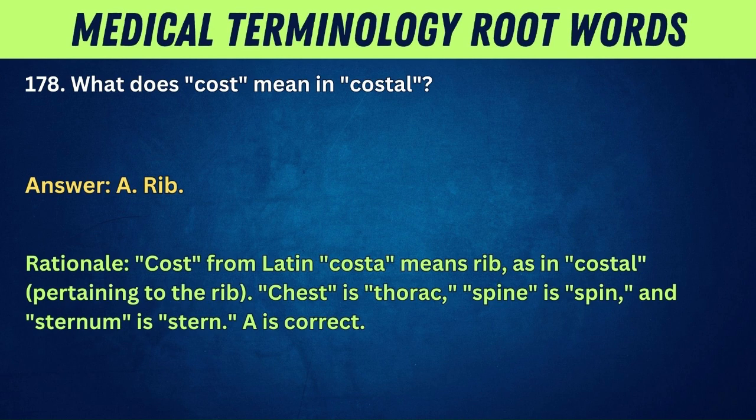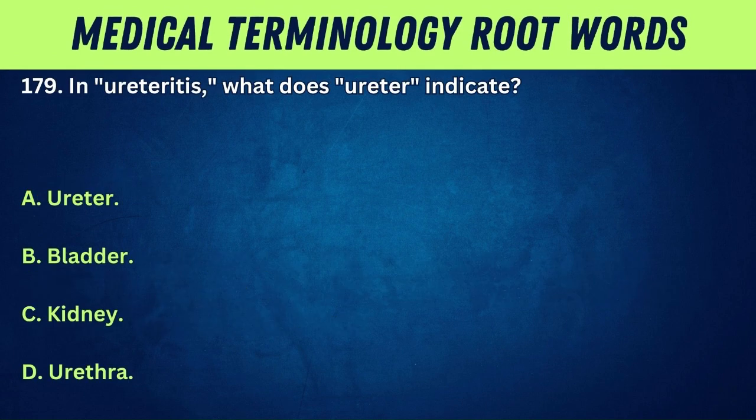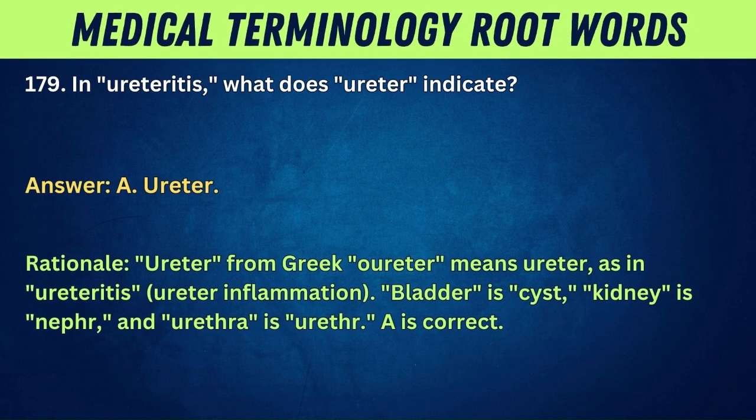A is correct. 179. In ureteritis, what does ureter indicate? A. Ureter. B. Bladder. C. Kidney. D. Urethra. Answer: A. Ureter. Rationale: ureter, from Greek oureter, means ureter, as in ureteritis, ureter inflammation. Bladder is cyst, kidney is nephr, and urethra is urethr.